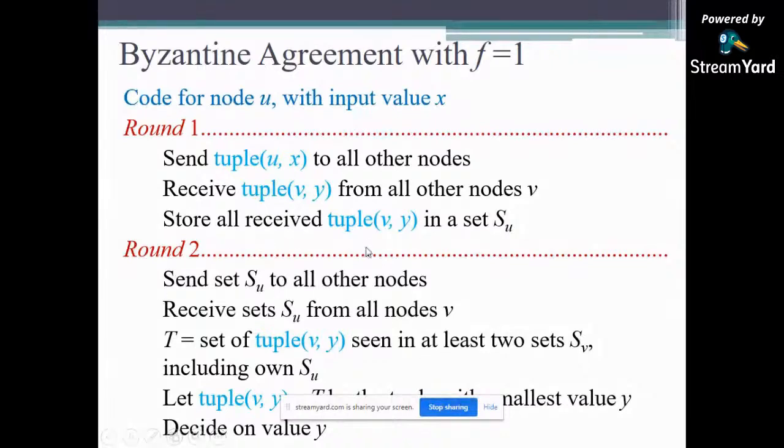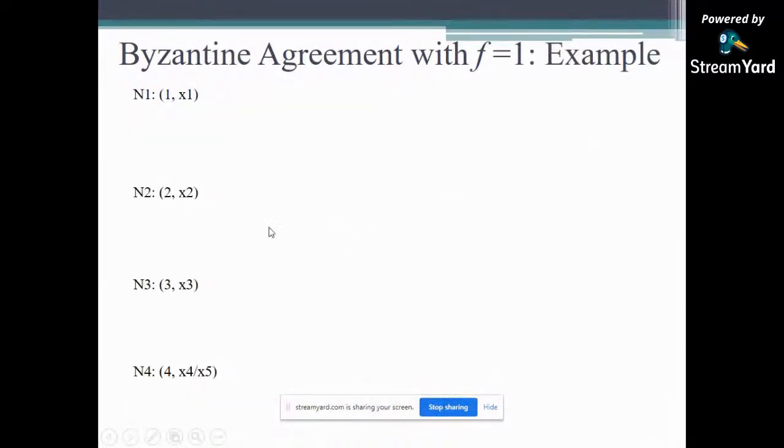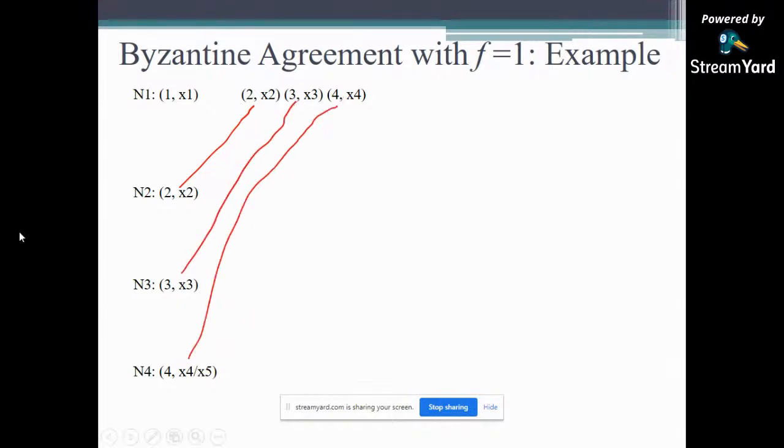This algorithm will be much clearer if I show the example. There are multiple nodes; we are considering 4 nodes. The identity of N1 is 1 and its input value is x1. The identity of N2 is 2, its input value is x2, and so on. According to the Byzantine agreement algorithm, they broadcast their identity and input value to each other. So this node will receive this value from here, this value from here, and this value from here. Similarly, this node will receive this value from here.